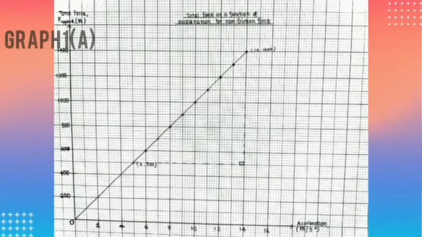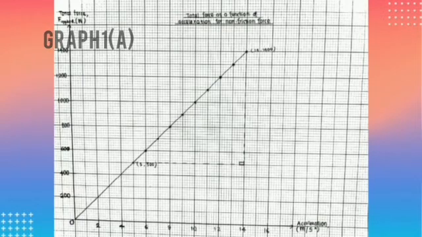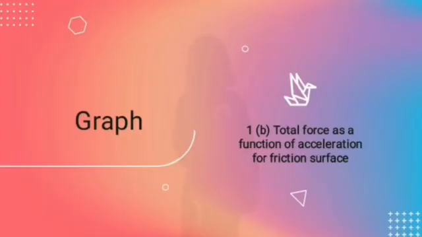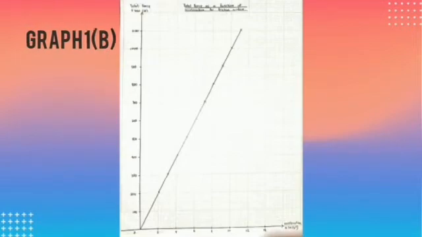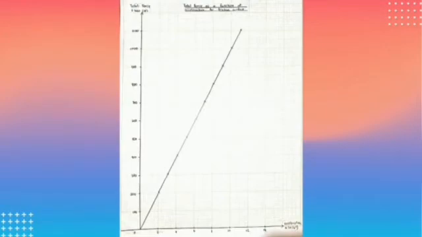So this is the graph. We put the total force at the y-axis and the acceleration at the x-axis of the graph. For the second graph, we have to plot the graph of total force as a function of acceleration for the friction surface. Basically, the graph is the same. We put the total force at the y-axis and the acceleration at the x-axis. The difference is just the data of the graph.